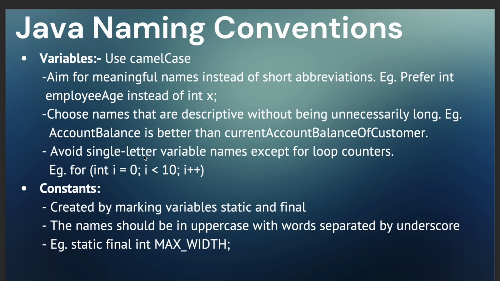Let's quickly recap what we learned today. A variable stores a value. An identifier is the name we give to variables, methods, classes, and other program elements. Identifiers must follow Java's naming rules. Keywords are reserved words and cannot be used as identifiers. Java developers follow naming conventions to write clean and readable code. And modern Java includes features like var, which we will learn later.